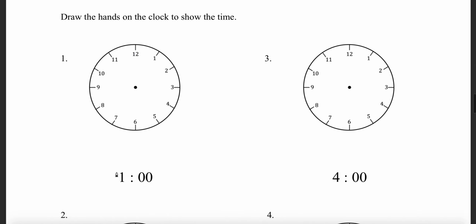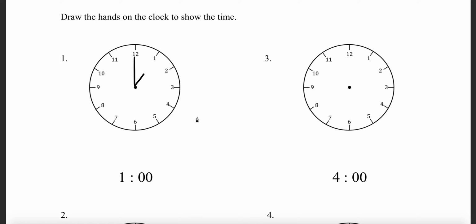Then this one, we're going to learn how to draw hands on the clock. So time, drawing time. So the first question, we're going to draw 1 o'clock. So as you guys know, the hour hand is the short hand on the circle, and the minute hand is the long hand on the clock. So we're first going to draw the short hand for 1 o'clock, the hour. So it will point towards 1, and then o'clock, it will point towards 12, the long hand.